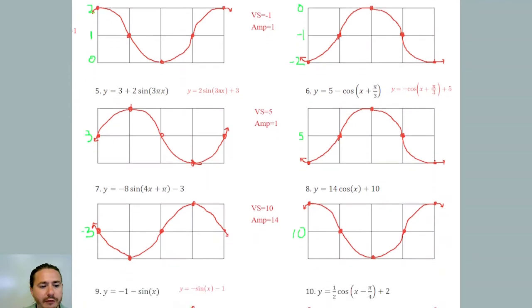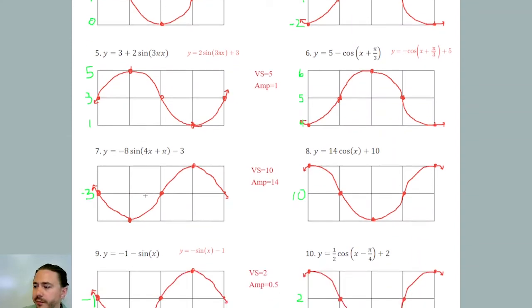For number 5, the amplitude is 2. So 3 plus 2 is 5, and 3 minus 2 is 1. So the x-axis down here, when we get to it, is going to be actually below this graph. We can see that because 0 is going to be a little bit below 1. For this one, the amplitude is 1, so that's going to put the maximum at 6 and the minimum at 4. This one, the x-axis is way down here. I'm not sure how we're going to show that without running into the next graph, but we'll do the best we can when we get there.